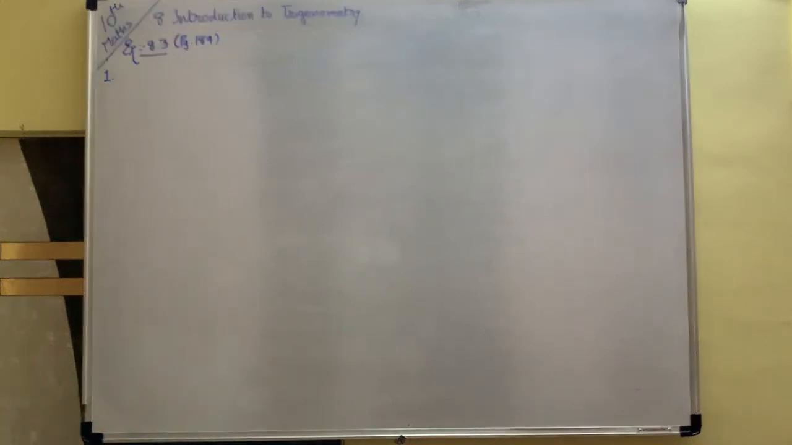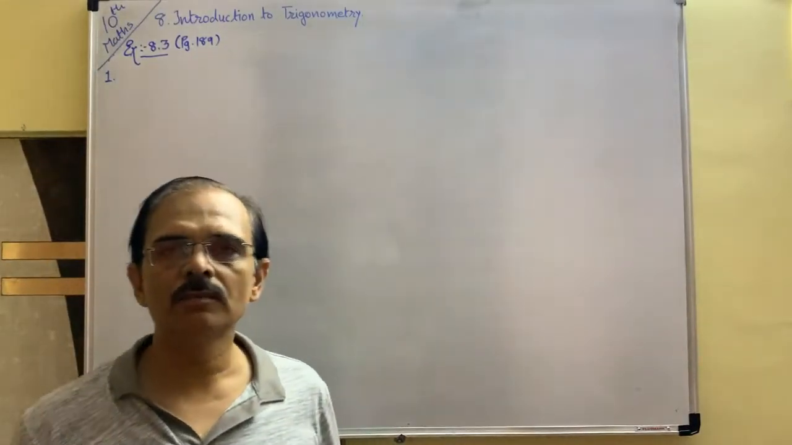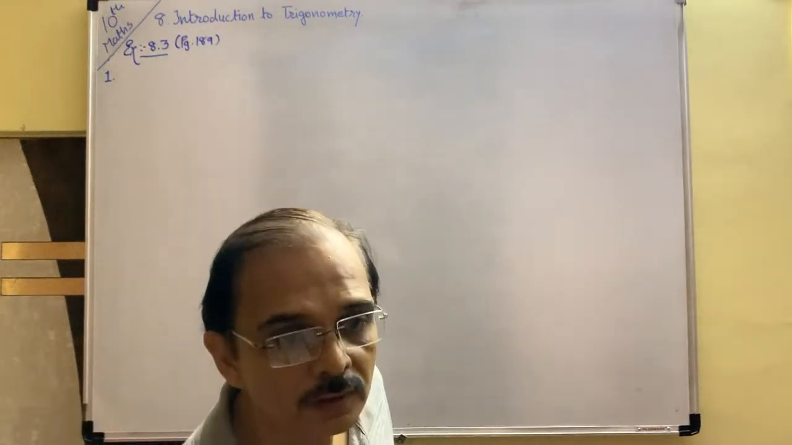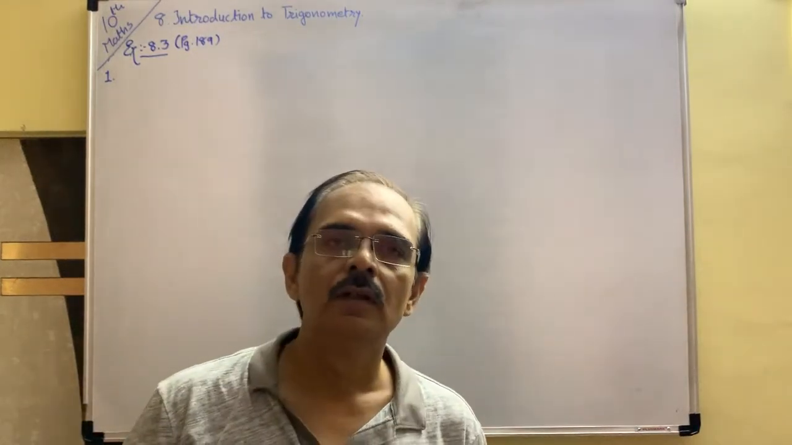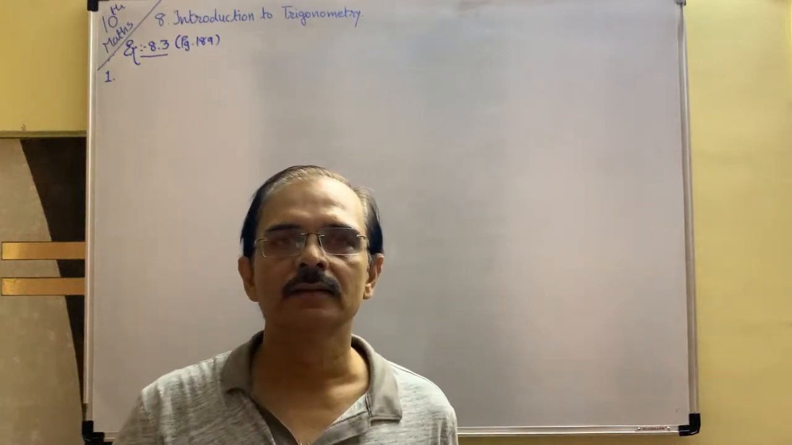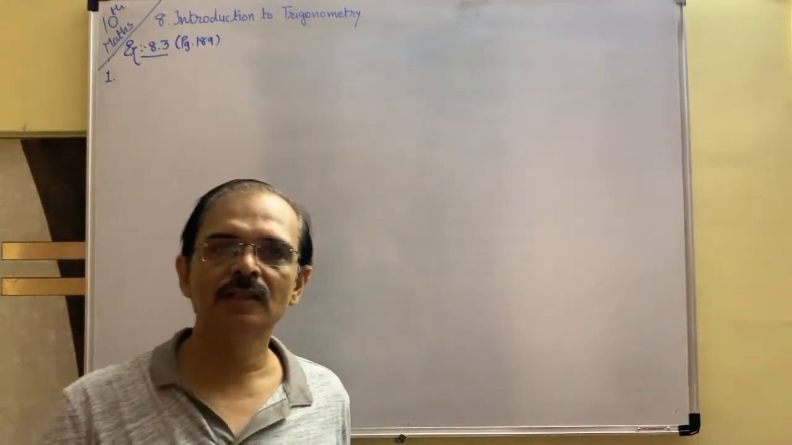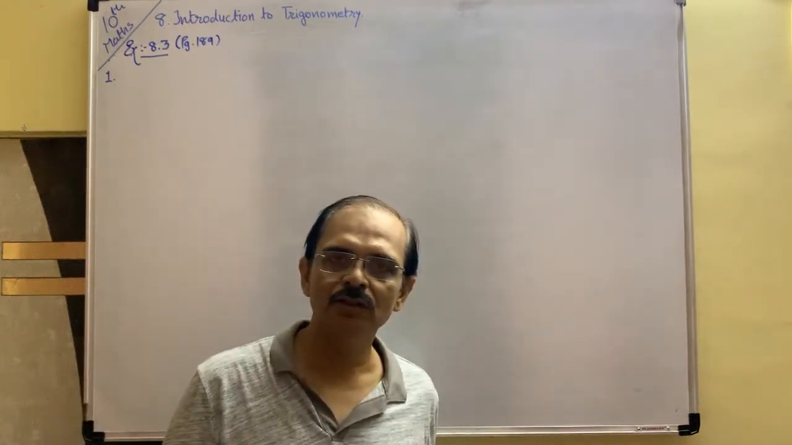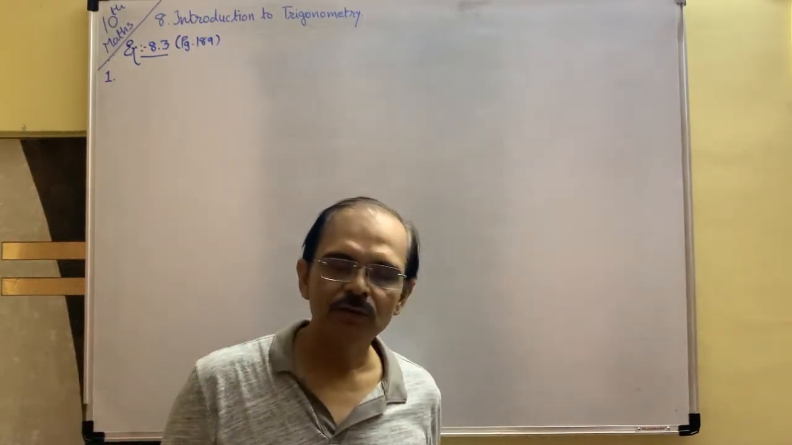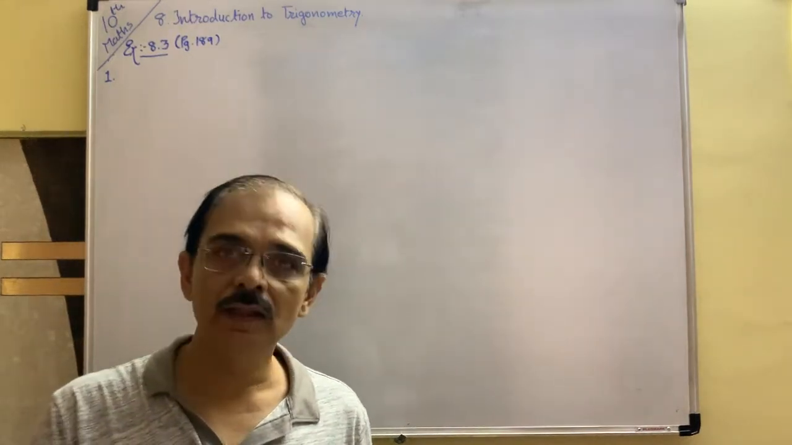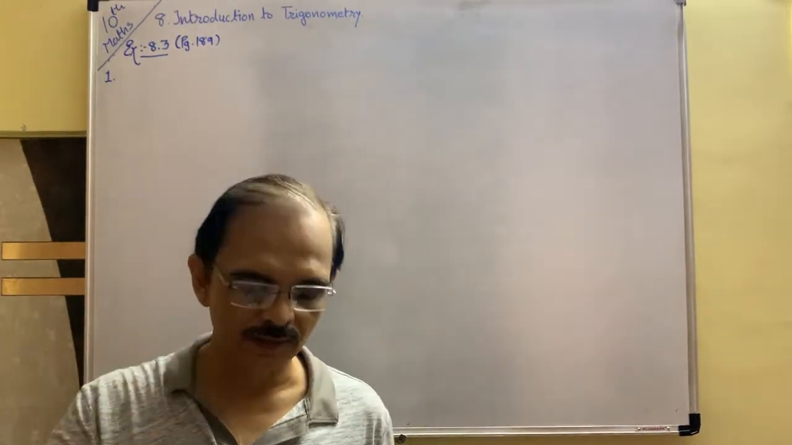Now let us start exercise 8.3 on page number 189. Here we are going to use the rules or laws of complementary angles: sin theta equals cos (90 minus theta), cos theta equals sin (90 minus theta). See my previous video and find out these rules. After learning this, see this.